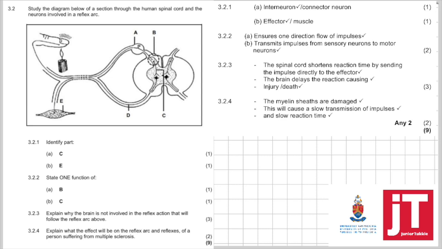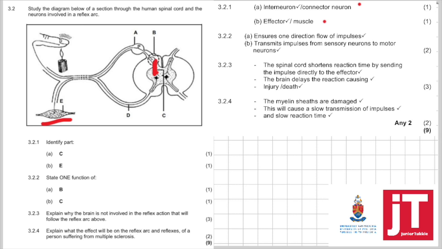3.2. Study the diagram below of a section through the human spinal cord and the neurons involved in a reflex arc. 3.2.1. Identify part C. Part C is pointing to this neuron here that I'm just going over in red, and it's found in the spinal cord. So that, of course, is the interneuron or the connector neuron. Identify part E. Part E, can you see it has the lines in it? So that definitely is a muscle, and you can either say muscle or effector.